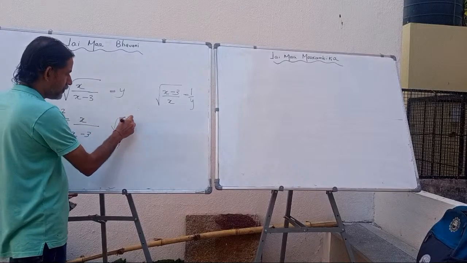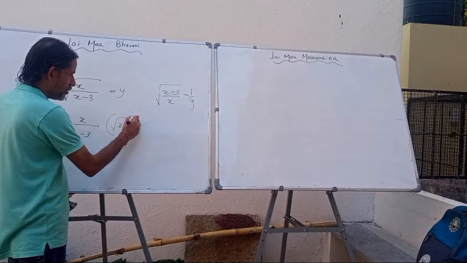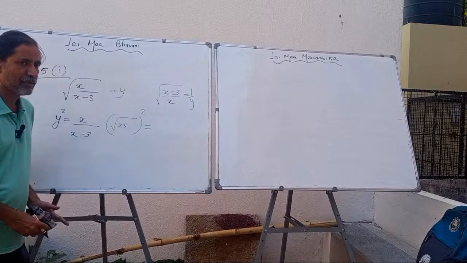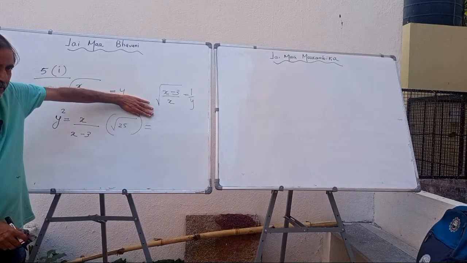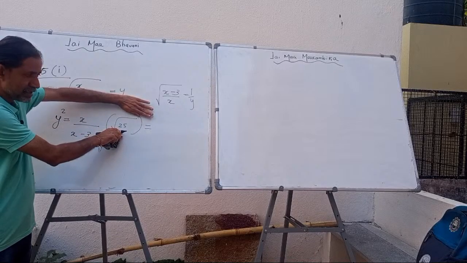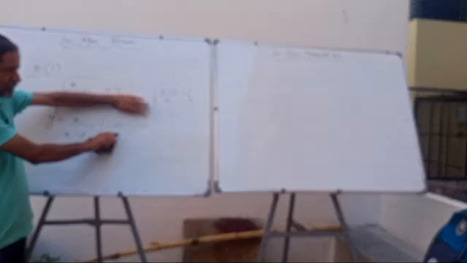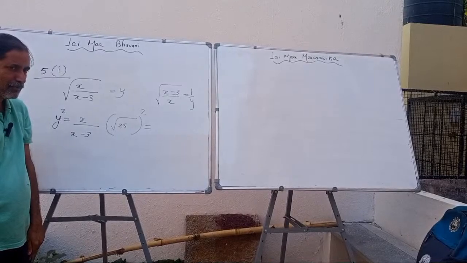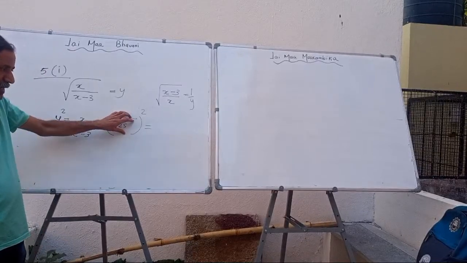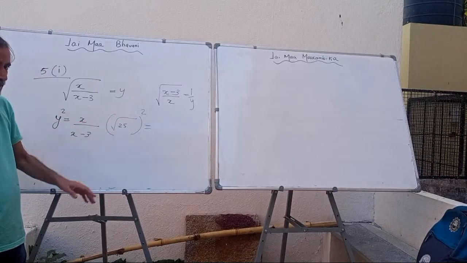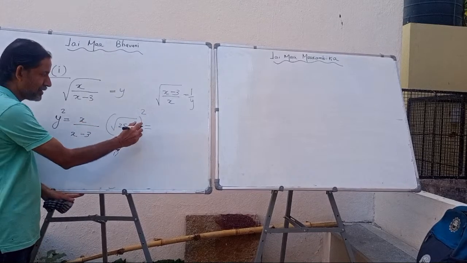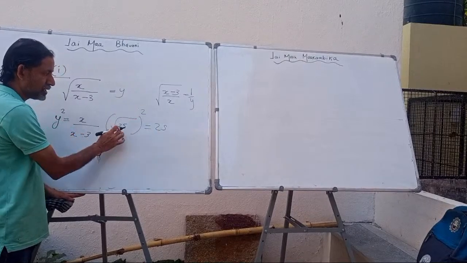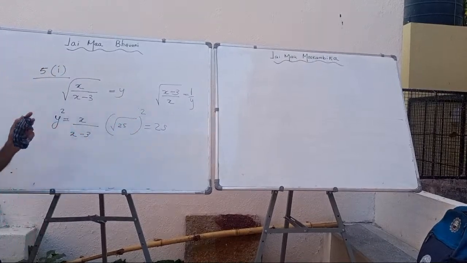So the square root of 25, the whole square, is what? 5. Inside the bracket, it will be 5. So 5 square is? Don't look at my face. So this and this cancel out each other. Whatever is there inside, see, this is the way you should think.